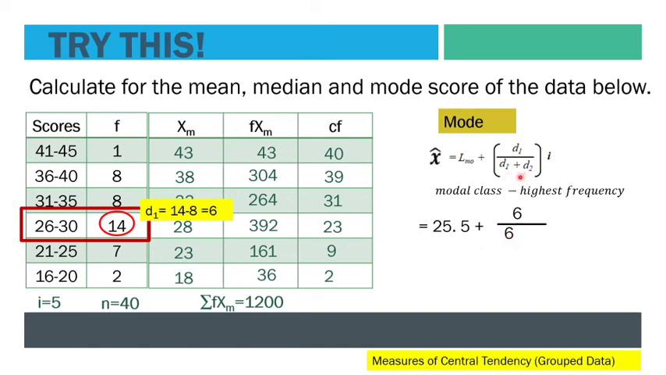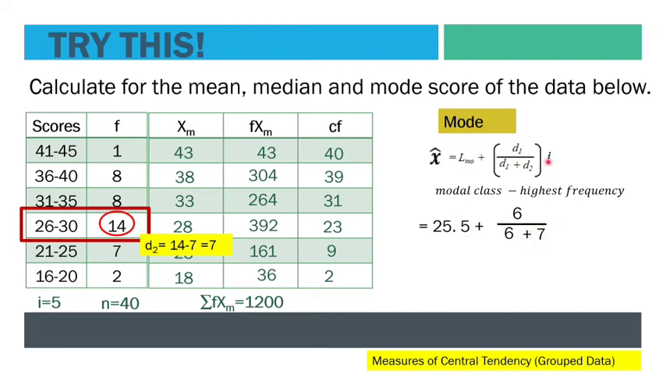Then the d sub 2 is the difference between the numbers 14 and 17. The frequency of the modal class minus the one below it. So 14 minus 7 is 7. That's the d sub 2. So we write it here in the denominator. We substituted it in the formula.